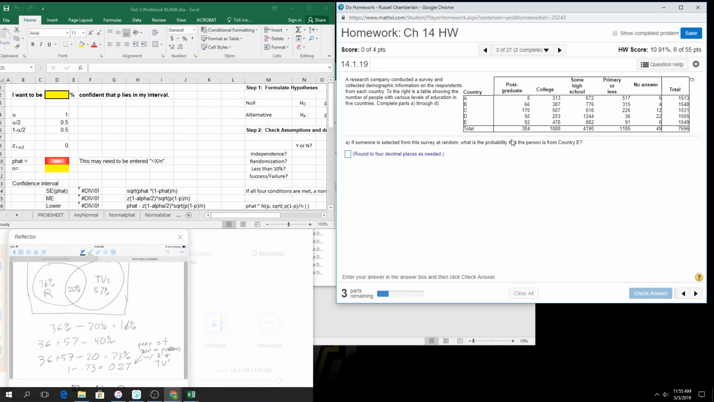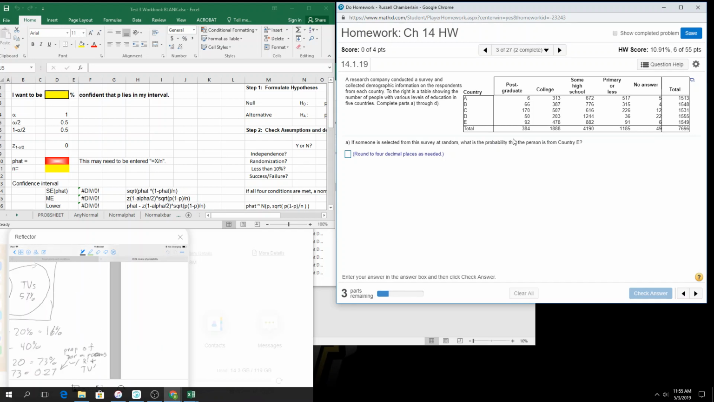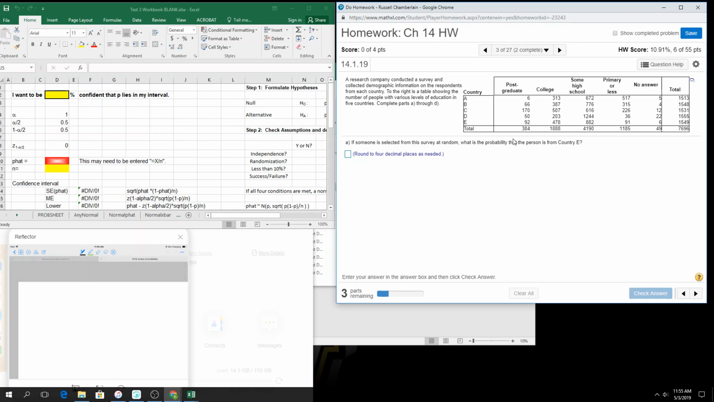Okay. I'm not going to complete this problem, but I want to give kind of a speech about row and column totals, etc. So we've got some data, right? We've got countries A through E. And what do we have here? The number of people reporting their completion.